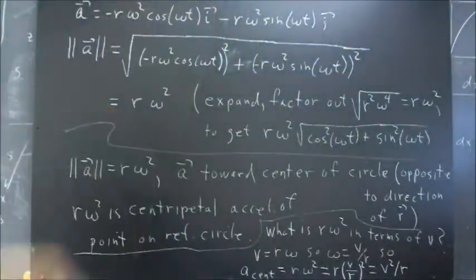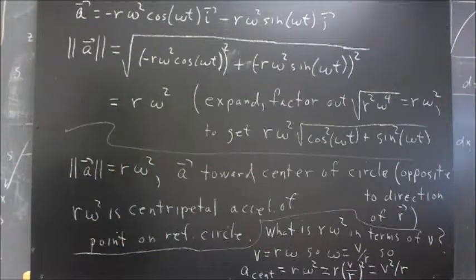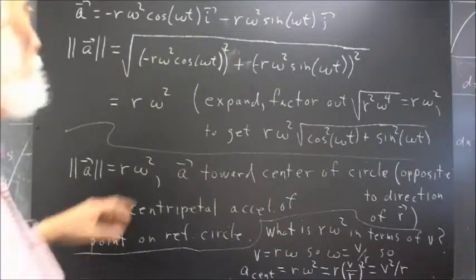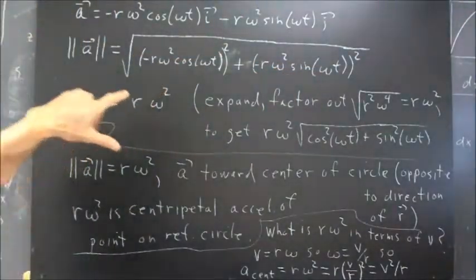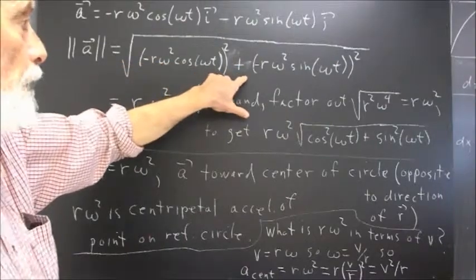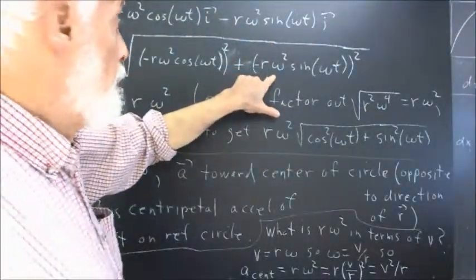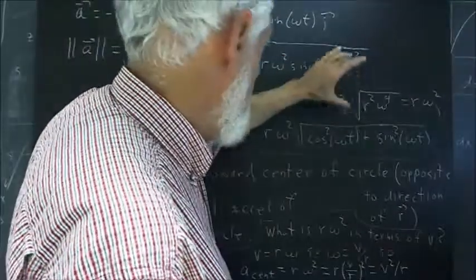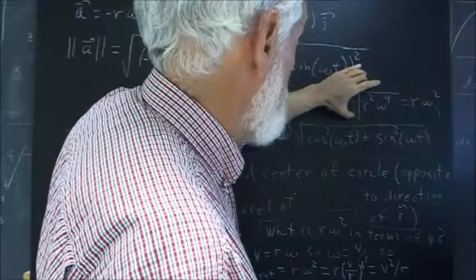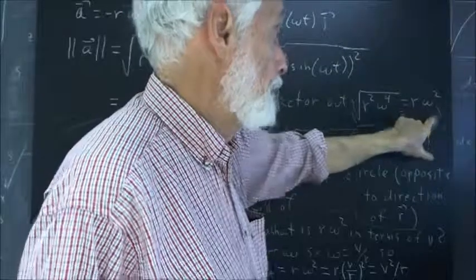Now, this is a calculation you should have done many times already, especially if you're taking vector calculus and dynamics. If you square these things, you're going to get an expression out of which you can factor r squared omega to the fourth. You'll be able to factor those out. They're under the square root sign, but then you can take the square root and you're going to get r omega squared.